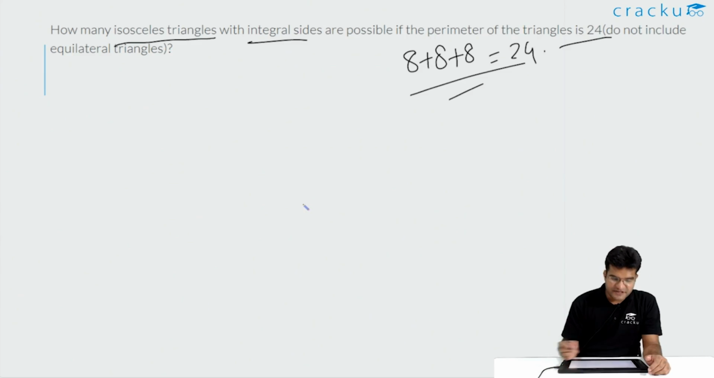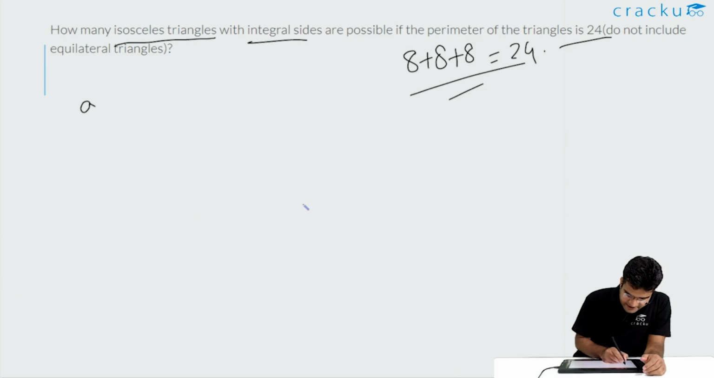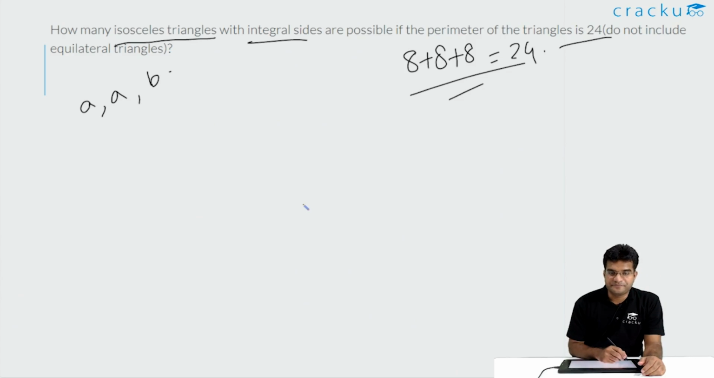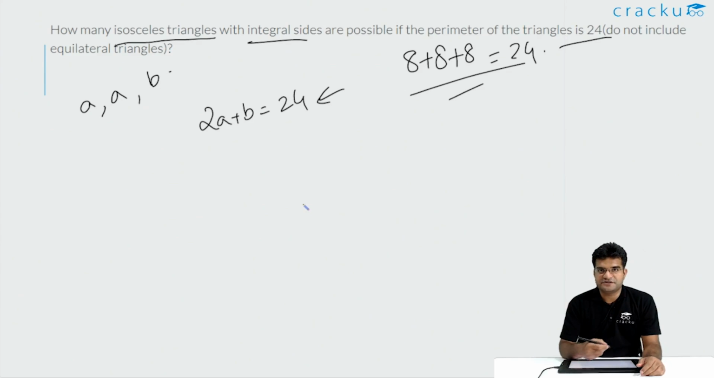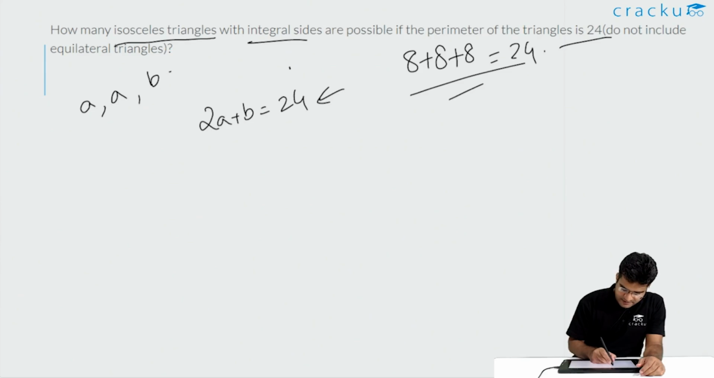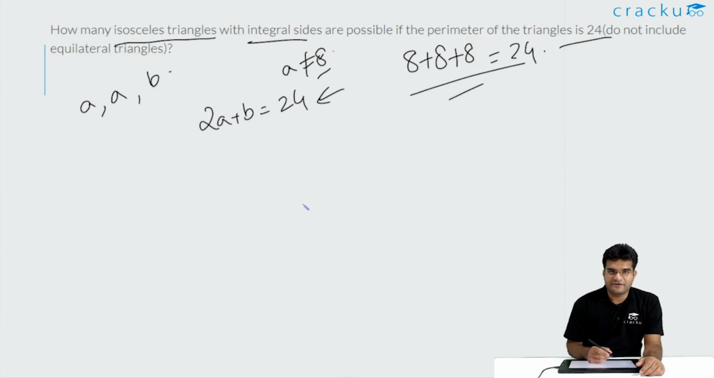Now to solve this question, let us assume that in an isosceles triangle, 2 sides are the same. So let them be A, and let the third side be equal to B. As the perimeter is equal to 24 units, it would mean that 2A plus B is equal to 24. And we need to find the number of integral solutions for this equation. We also have to take into consideration that A is not equal to 8, because then A will be equal to B, and it will be an equilateral triangle.